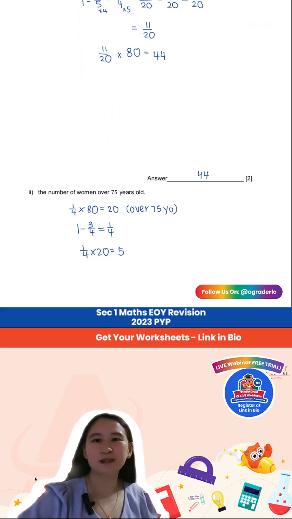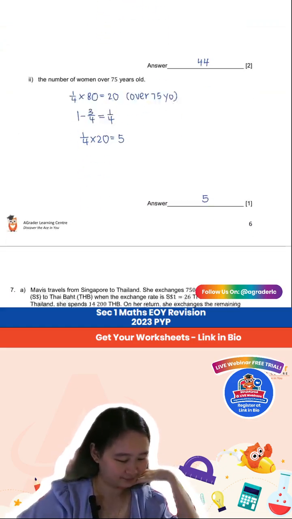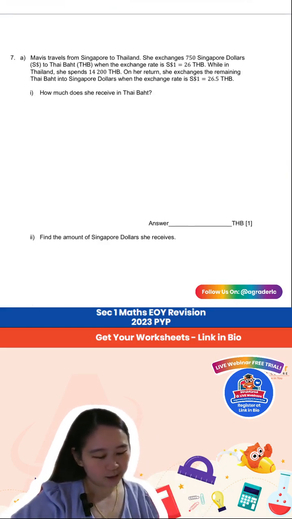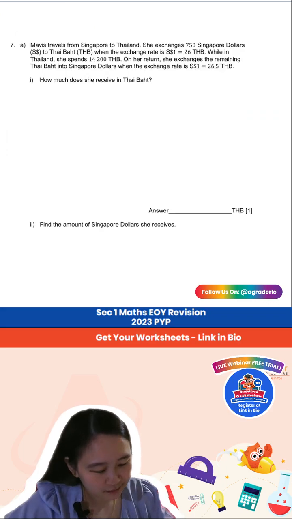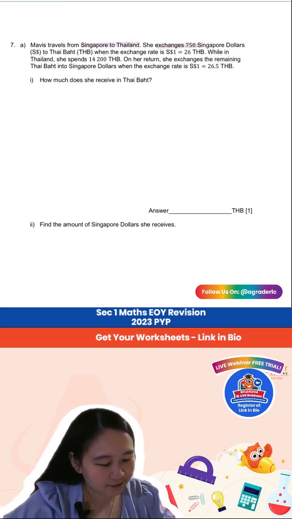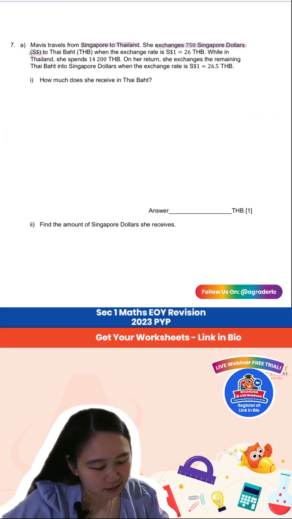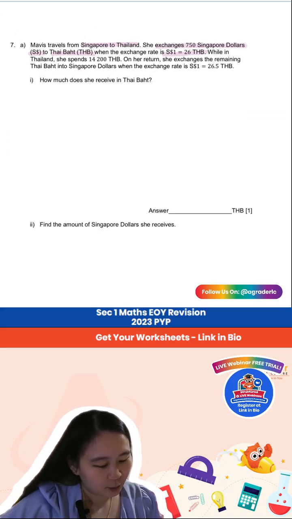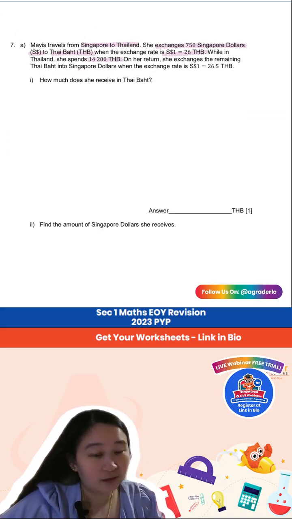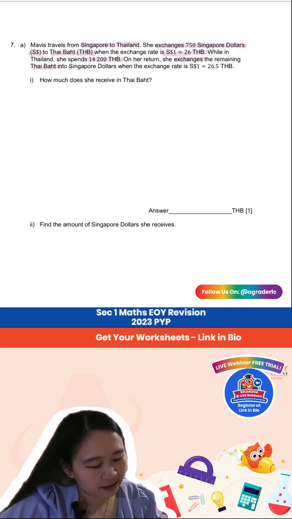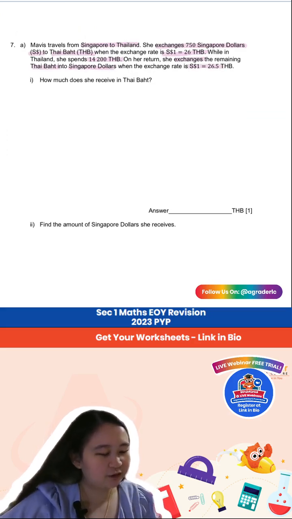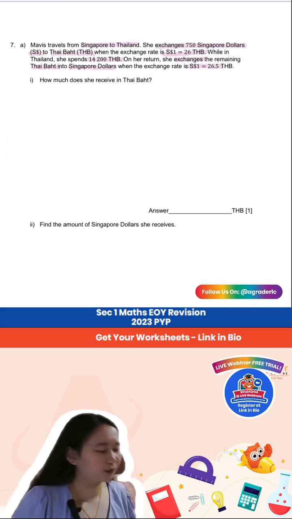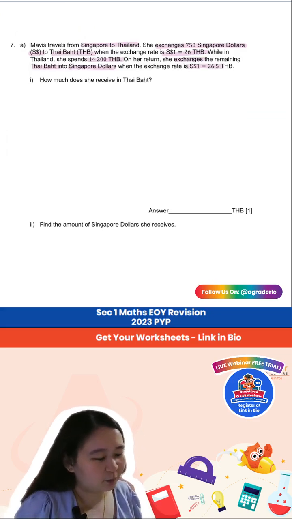Okay, can I move on to the next question? Mavis travels from Singapore to Thailand. She exchanges 750 Singapore dollars to Thai baht when the exchange rate is 1 Singapore dollar equals 26 Thai baht. While in Thailand, she spent 14,200 Thai baht. On her return, she exchanges the remaining Thai baht into Singapore dollars when the exchange rate is 1 Singapore dollar equals 26.5 Thai baht.